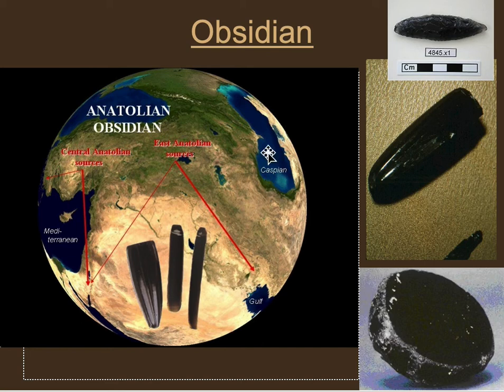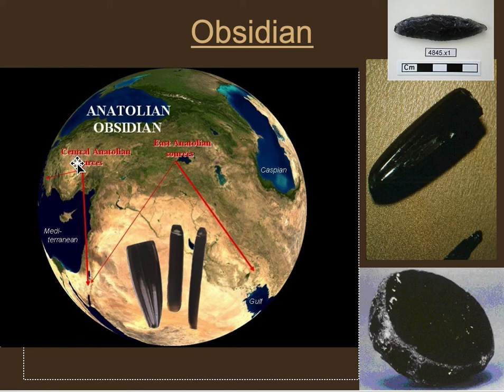Well, how did they trade the Obsidian? It's very unlikely that people came all the way up from Jericho to Çatalhöyük and traded for Obsidian and brought it all the way down. And it's very unlikely that people from Çatalhöyük went all the way down and traded it and then went back up.